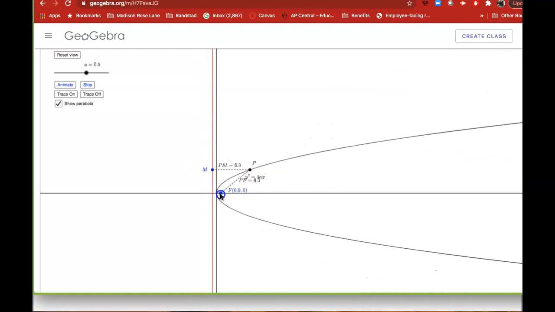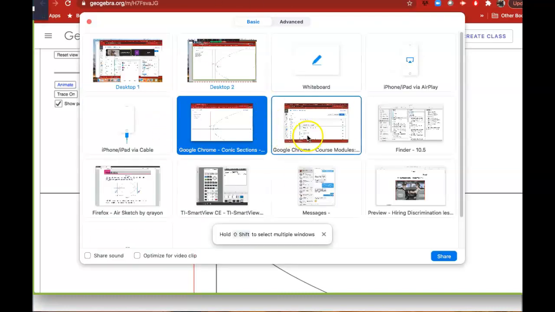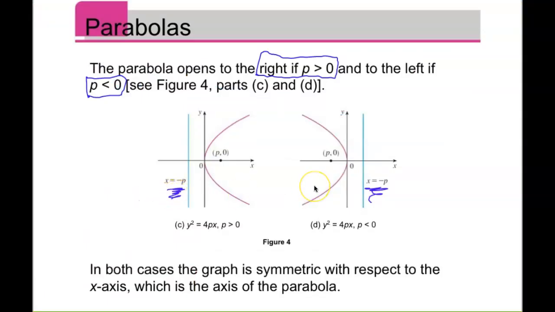As we move the focus away from the directrix, you're going to get a wider parabola. As you move it closer, you get a skinnier parabola. As you let the distance between them approach infinity, the parabola will basically approach a vertical line in this case, right? And as you let them approach being on top of each other, the parabola will degenerate to a single point. But that is not ours. Ours should open to the left because p is negative.